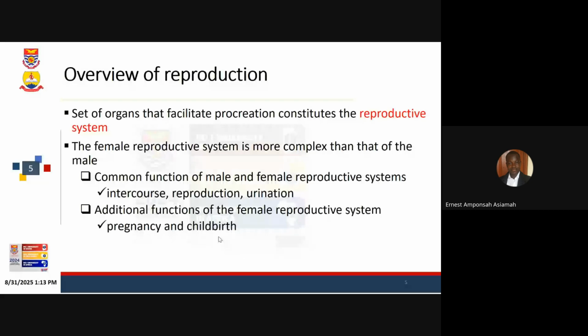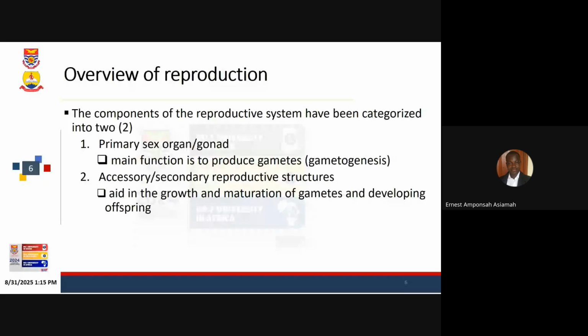When it comes to pregnancy, that is where the uterus, the fallopian tube and the ovaries come into being, because these are not found in males. Even with childbirth, we have the pelvic bone. The pelvic bone is also anatomically distinct in males and in females. So the organs which facilitate reproduction, procreation, are what we call the reproductive system.